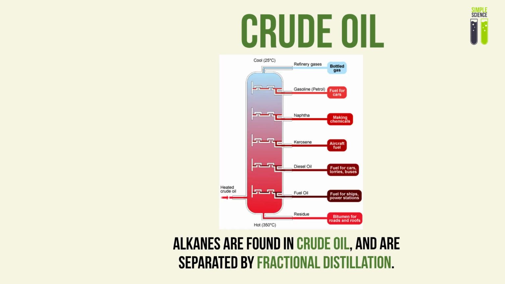And let's look at how we find alkanes. Alkanes are mainly found in a mixture called crude oil. They are separated by the number of carbon atoms in the chain, which determines their boiling points, and hence we can use fractional distillation, which separates mixtures based on their melting points and boiling points, to separate different alkanes. So that's the end of the alkanes video.